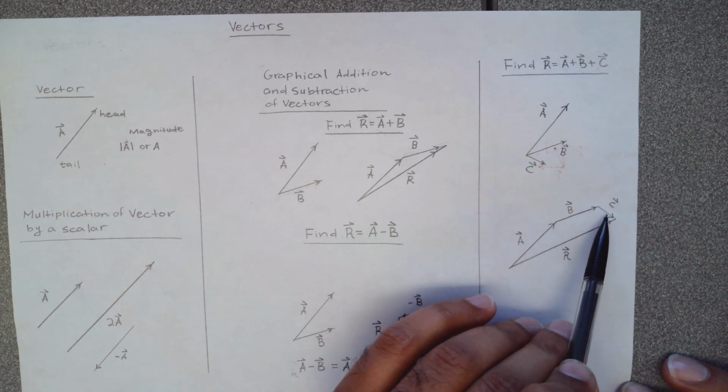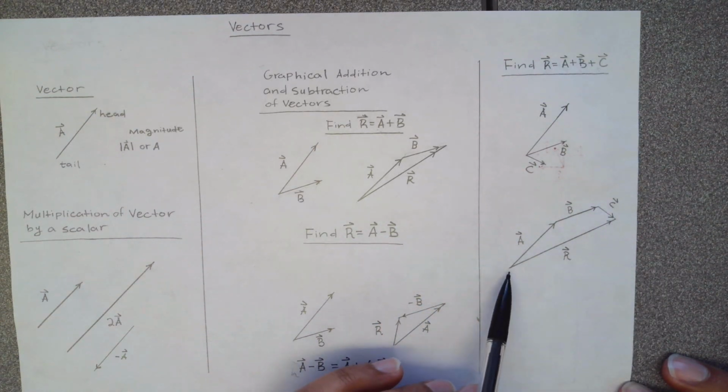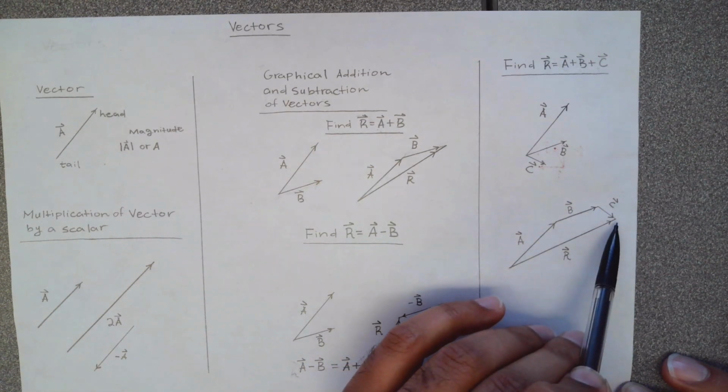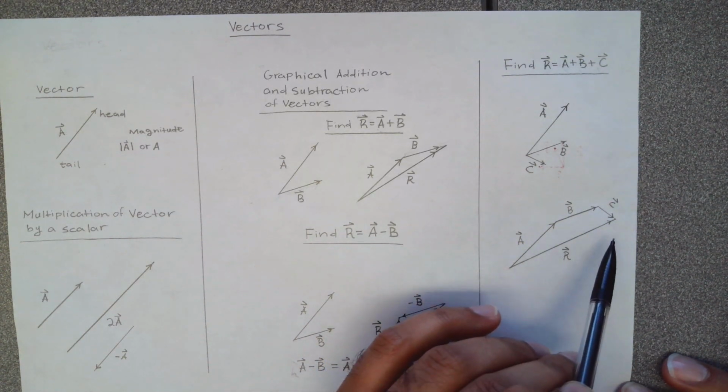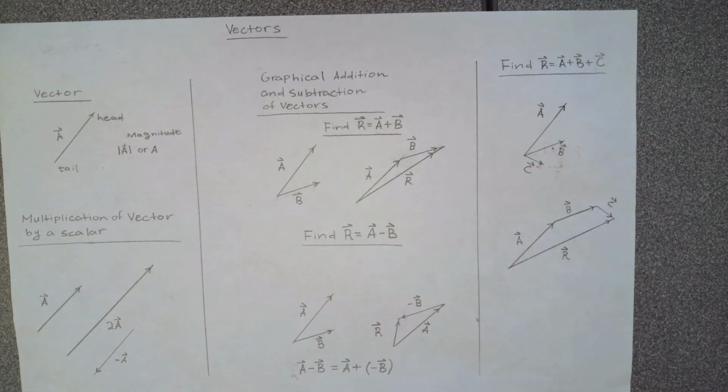And the sum is going to go from the tail of the first one to the head of the last one that I add, which is in this case C. So this is the vector sum. I hope that's clear.